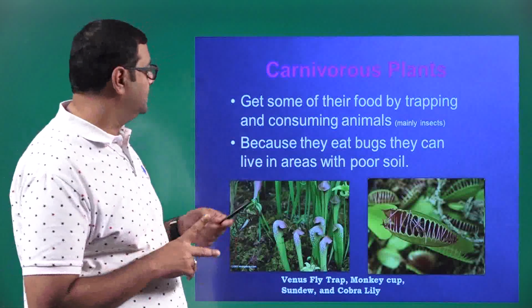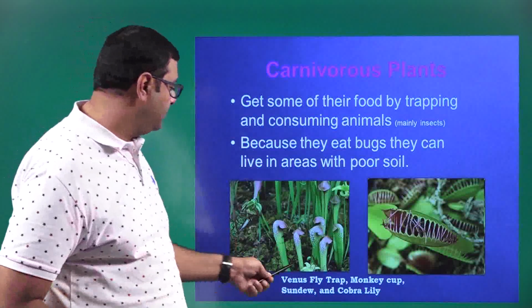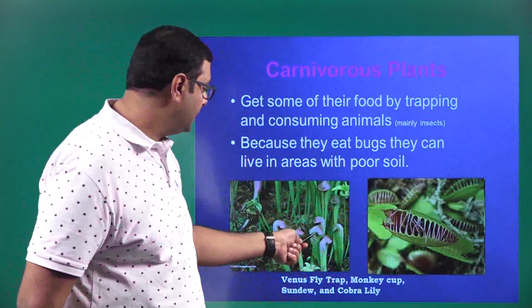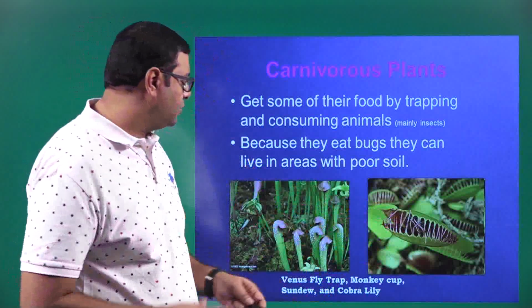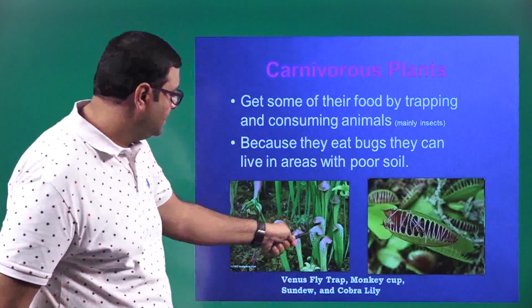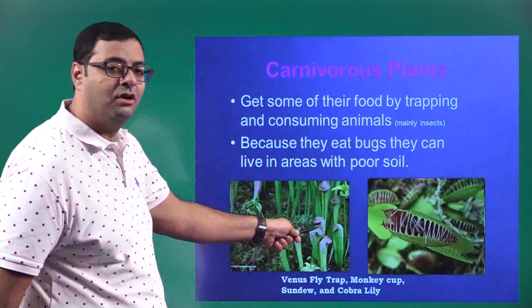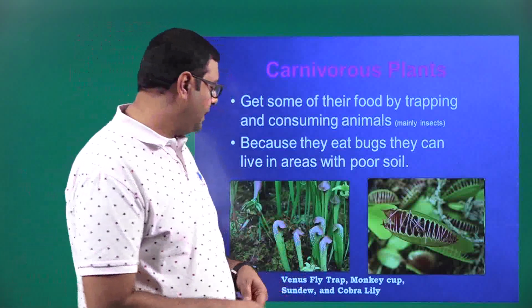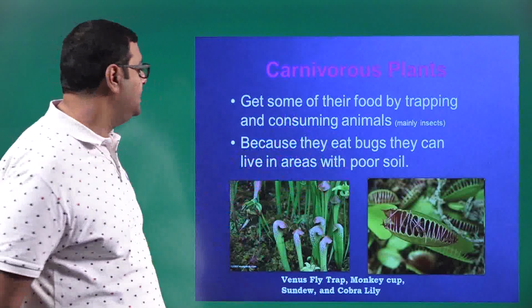Okay, so these are basically carnivorous plants. You have the Venus flytrap. You have the monkey cup here, sundew and cobra. This is the cobra lily, because it's just like the hood of a cobra. And you have the sundew plant and the monkey cup, which I'll show you in a later slide.